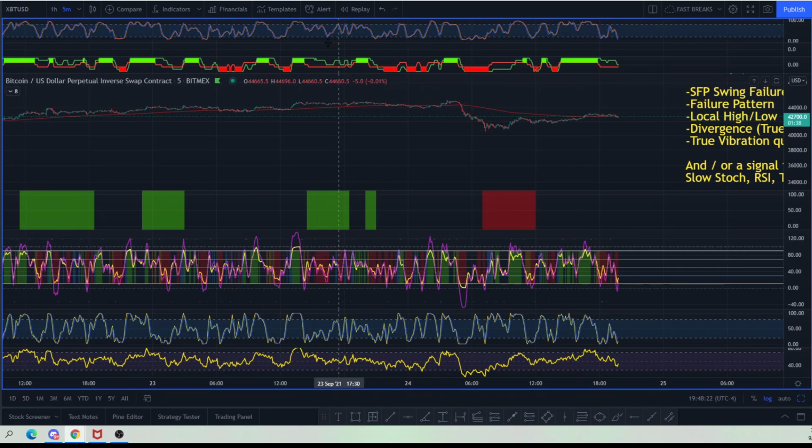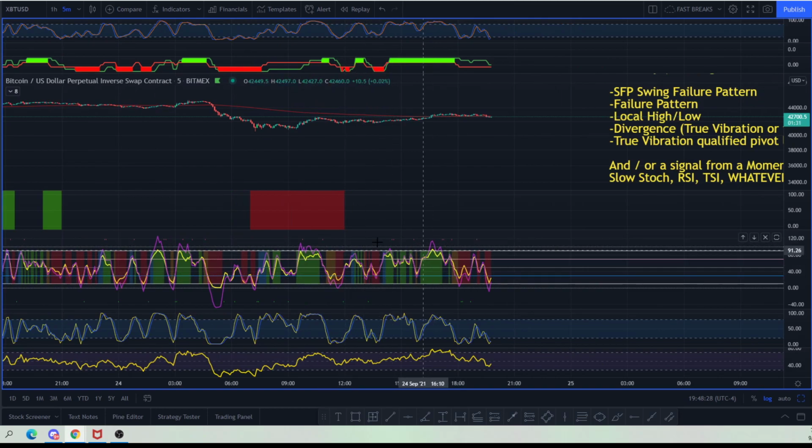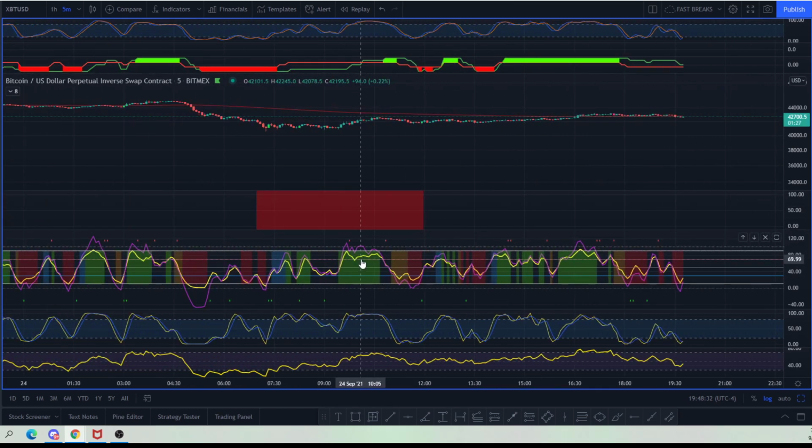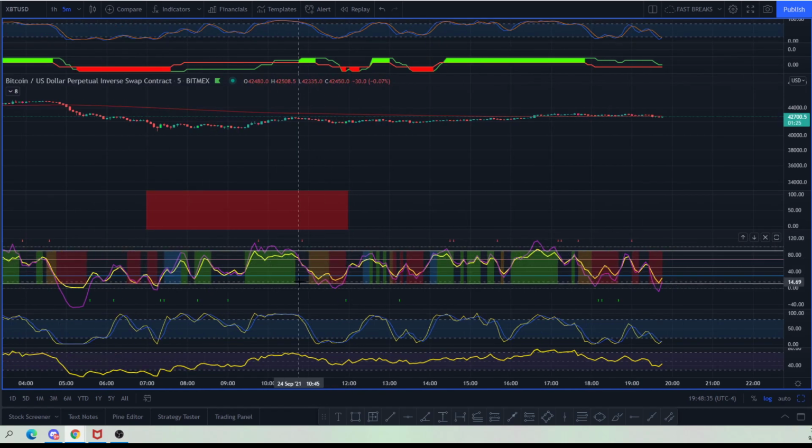Just so you know, this is slow stochastic, because some people like to use slow stochastic, right? This is my indicator. It's called True Vibration. The purple line here is called FSR. The yellow line is called Smooth Vibration. The coloring you're seeing is fill or momentum indicators, etc.